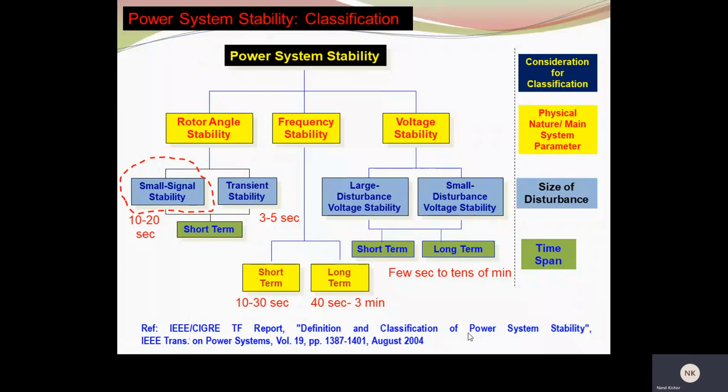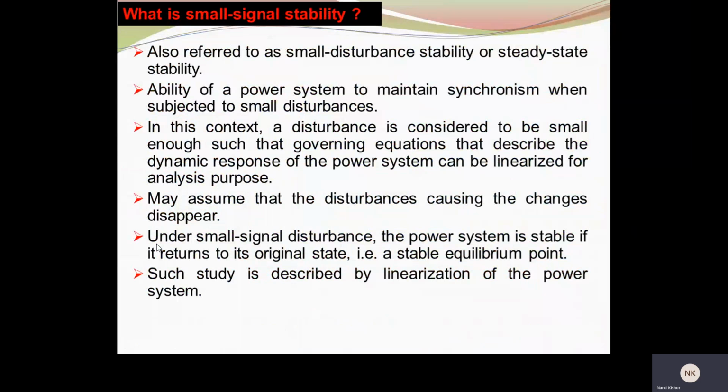So in this part of the lecture, our discussion will mainly concentrate on small signal stability for the system. And thus, we are concerned about the time duration of 10 to 20 seconds only. Now, what is small signal stability analysis here? This is also sometimes referred to as small disturbance stability or steady state stability.